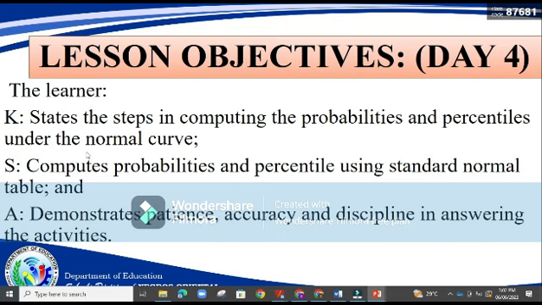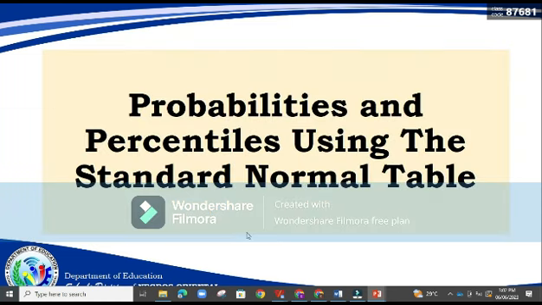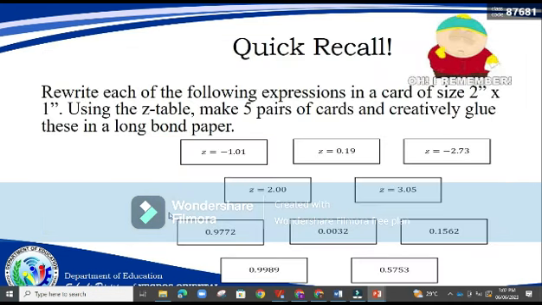Remember, this is your assignment on the previous day. Compute probabilities and percentile using standard normal table, and demonstrate patience, accuracy, and discipline in answering the activities. Now, probabilities and percentiles using the standard normal table. Okay, let's have a quick recall. Rewrite each of the following expressions in a card of size 2 by 1. Okay, now I will have another instruction for this one. Using the Z table, make 5 pairs of cards and creatively glue this in a long bond paper.